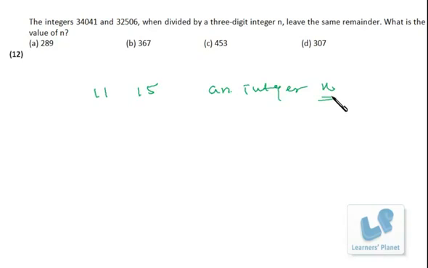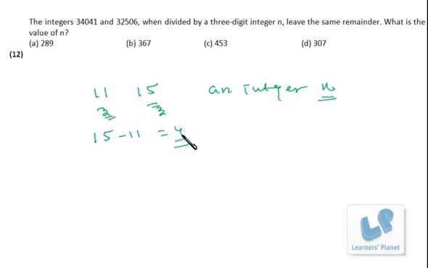Now what I do is I find the difference between these two, that is 15 minus 11, which is 4. Now 4 and any factor of 4, if we divide 11 and 15 by 4 or its factor, we will get the same remainder. Just try. If 11 is divided by 4, we get the remainder 3. If 15 is divided by 4, we get the remainder 3.